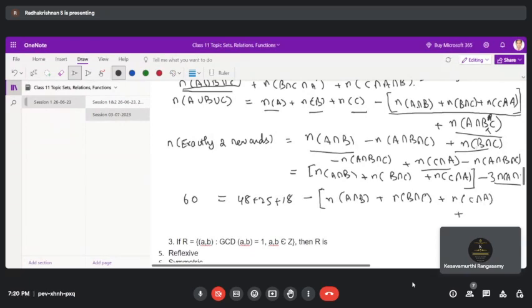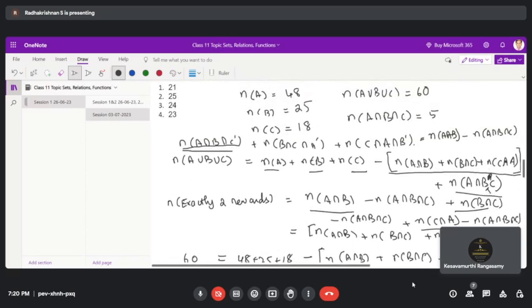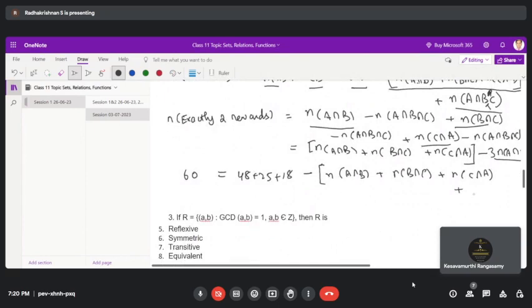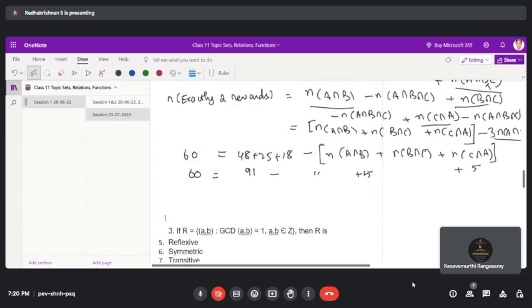Then plus A intersection B intersection C, which is also given, which is 5. So from that we can calculate this. So 60 equal to 48 plus 25 plus 18, which is 91, minus this big term plus 5.